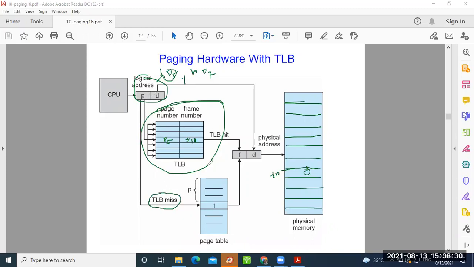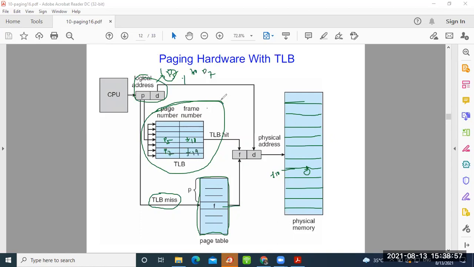If there is a TLB miss, then I will access the page table. Same technique: with reference to the page number, I will find the frame number. Now this frame number is extracted. Once it is extracted, I will update the TLB. That means now I will replace with P7. Suppose the frame number is 90. So I will update it.